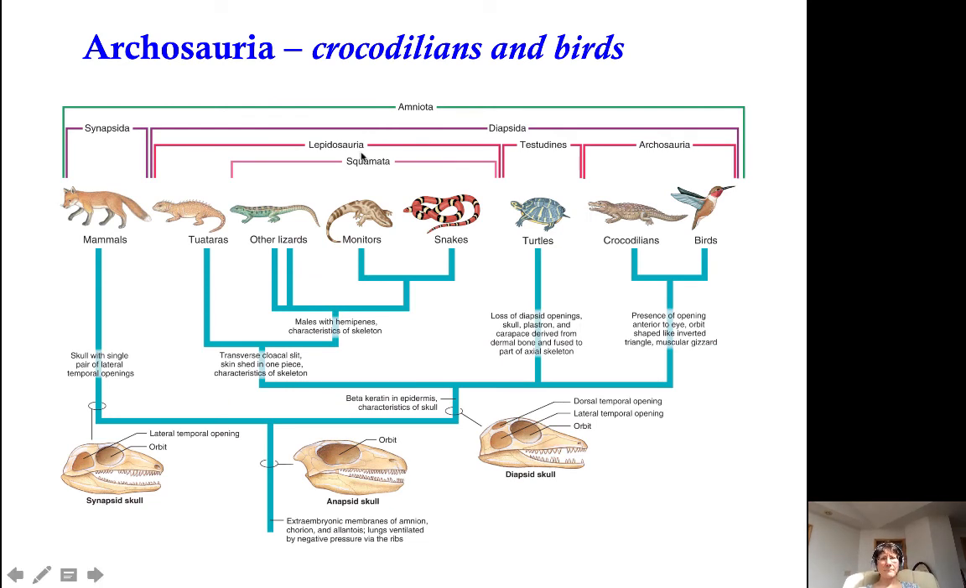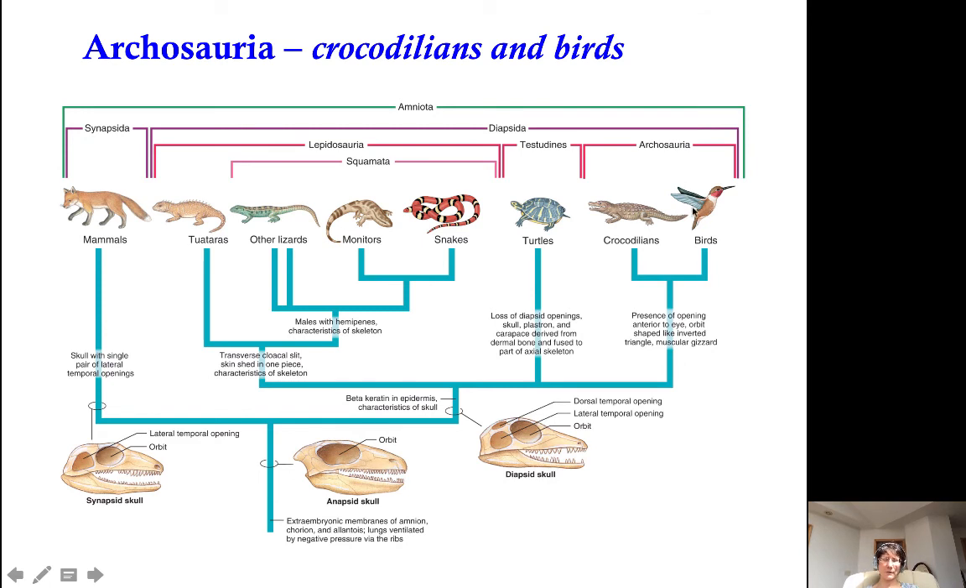Okay, so now we've talked about the Lepidosauria, which is all of these guys together. We got the Sphenodonta, and then the Squamata, and then we also have the Serpentes and the Lacertilia, which are the lizards. Okay, we've talked about the Testudines, and now we're going to talk about this last group, the Archosauria. So this is a group that includes crocodilians, birds, and dinosaurs. So don't forget, dinosaurs are in this group.